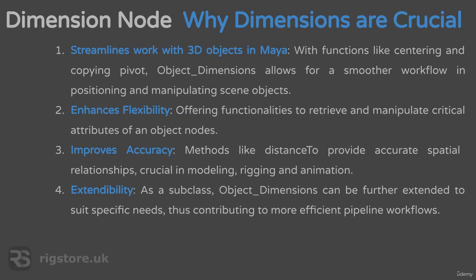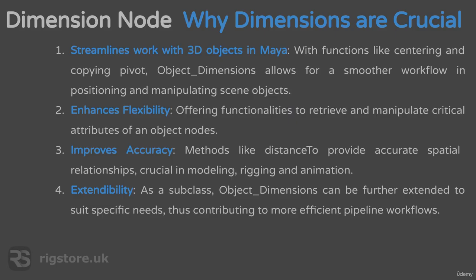So why are dimensions crucial? This streamlines workflows within 3D objects in Maya. Functions like centering, copying pivot, and object dimensions allow for a smoother workflow in positioning and manipulating scene objects, which in turn enhances flexibility, offering functionalities to retrieve and manipulate critical attributes of the object nodes from an object base node. This improves accuracy, making sure that methods like distance to provide accurate spatial relationships, which are crucial in all 3D modeling, rigging, and animation scenes and environments.